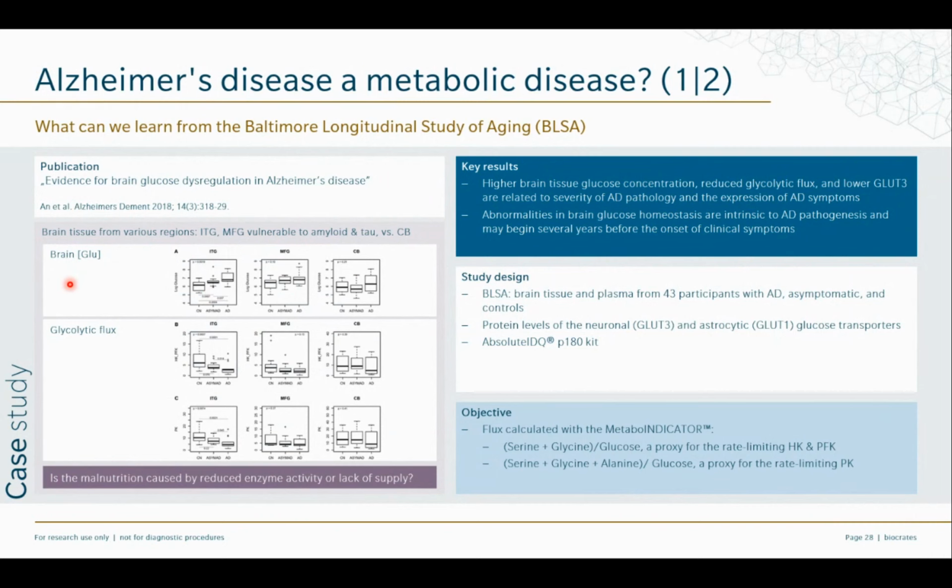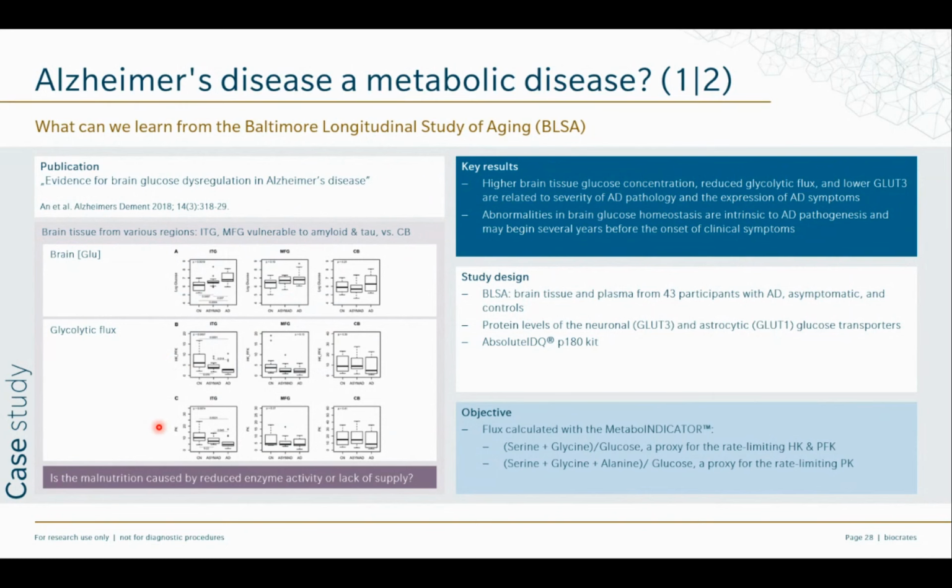So next, they wanted to see whether these high glucose levels were due to a reduced glycolysis. To address this, they had a look at the glycolytic flux reflected by metabolite ratios. The one ratio is a proxy for the rate-limiting enzymes hexokinase and phosphofructokinase, and the other ratio indicates the activity of pyruvate kinase, which is another rate-limiting enzyme of the glycolysis. Both metabolite ratios are actually part of a software tool, the MetaboINDICATOR, that comes with every MxP Quant 500 kit. In total, more than 230 sums and ratios are covered by the tool.